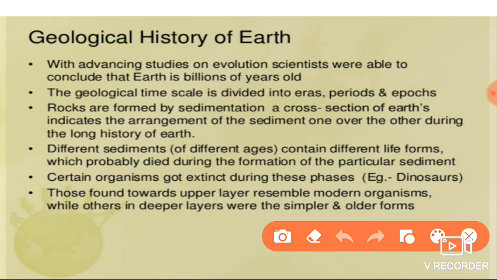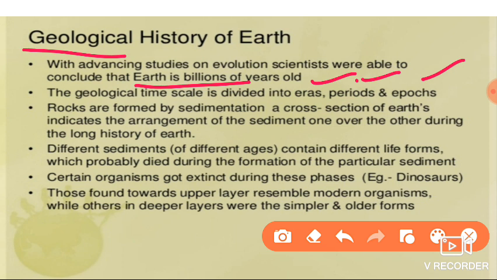Already we know that Earth did not originate only 1,000 years back; it originated billions of years back. The geological time scale is divided into three main types: eras, periods, and epochs. Eras are divided into periods, and periods are divided into epochs. In a particular time, particular species are present.